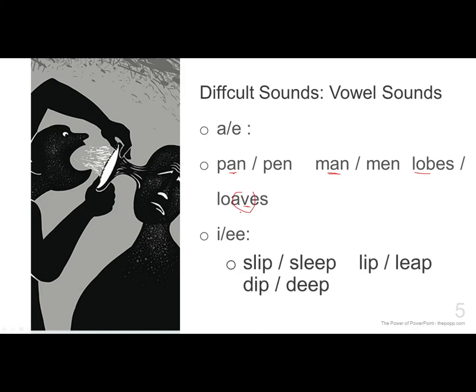Then the ee and i vowels. So slip, sleep, lip, leap, dip, deep.